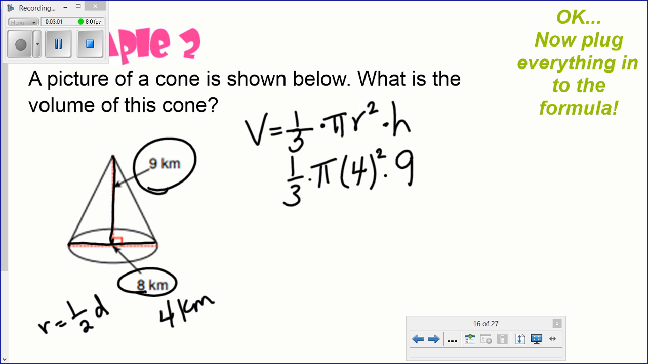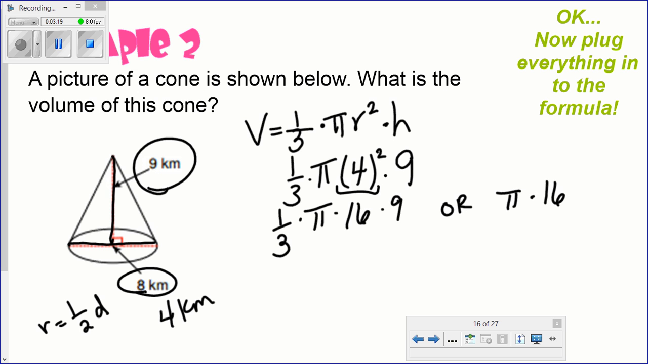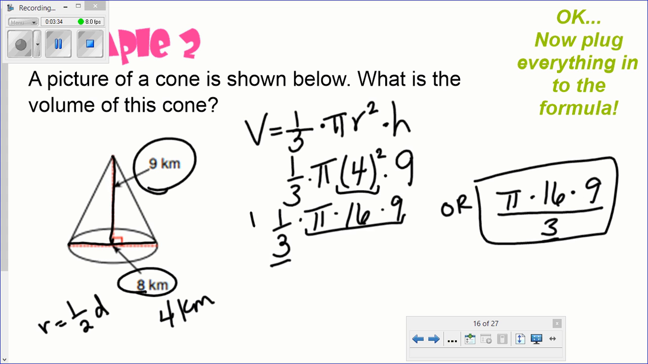So the first thing we do, order of operations here, is the exponents. 4 squared is 16 times 9 times pi. And then we've still got this times 1/3. And I want you to know now, before I go any further, that we can also say that this is pi times 16 times 9, and that whole thing is divided by 3, because multiplying by 1/3 is the same as dividing by 3. So sometimes it's a lot easier to do this type of problem if you think about division instead of thinking about the fractions. So I'm going to continue working from this problem here.